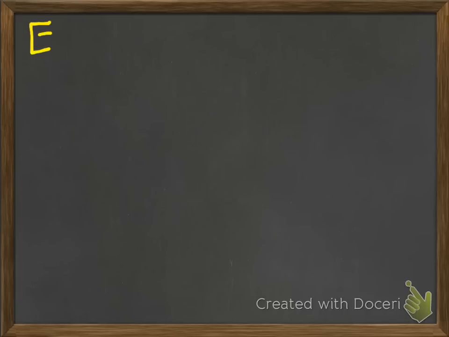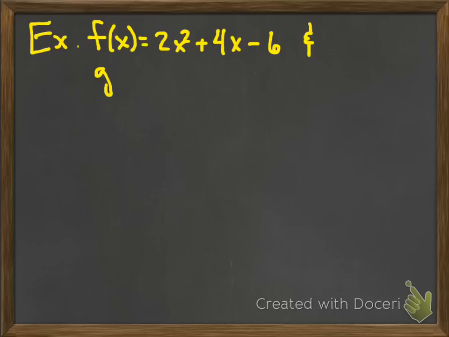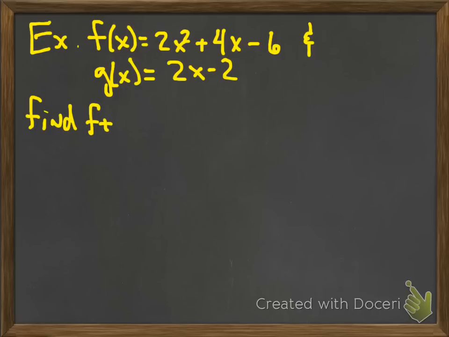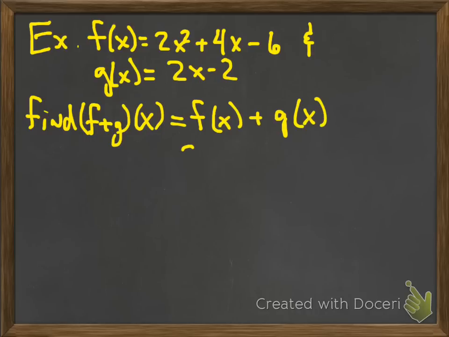So let's look at some examples. Let's start off by saying f of x is 2x squared plus 4x minus 6, and g of x is equal to 2x minus 2. Actually, we're going to use that for all of our examples. Let's do the addition, f plus g of x, which means I'm going to add f of x plus g of x, which means 2x squared plus 4x minus 6, and I'm going to add to that the 2x minus 2.